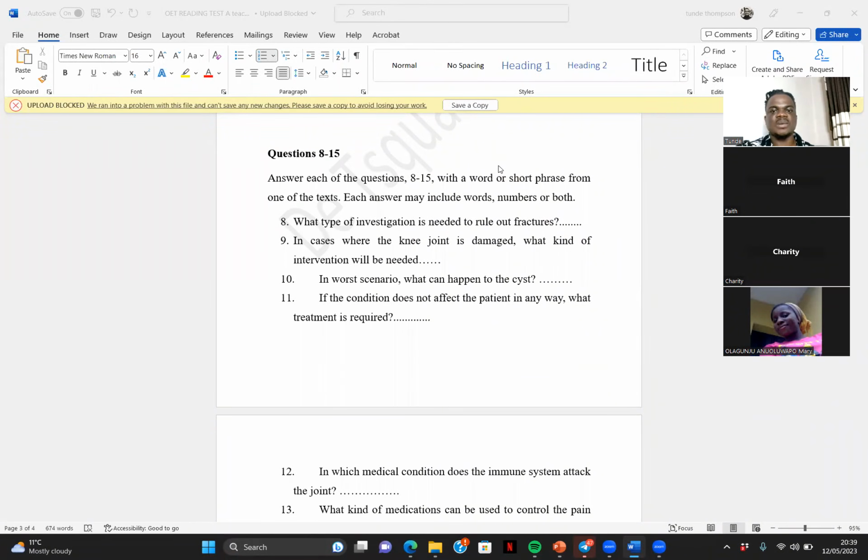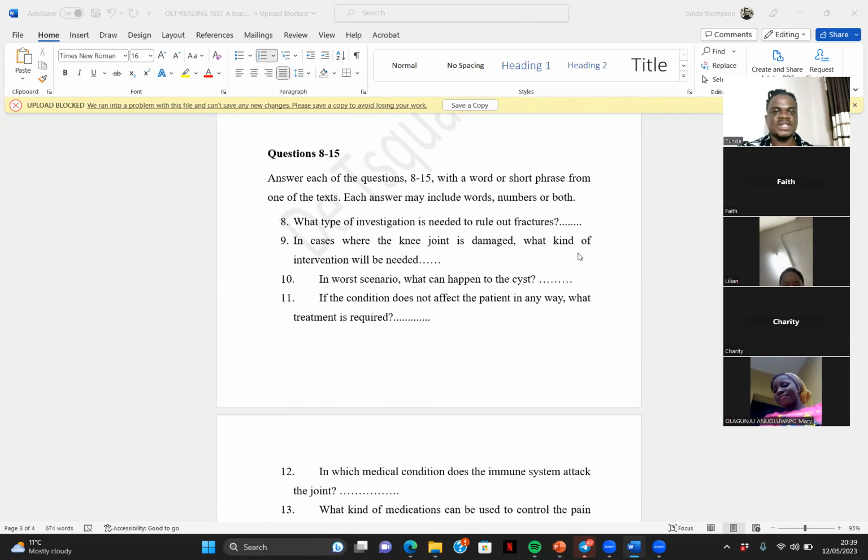We'll continue from where we stopped. Now, if you look at question number 8 to 15, what are you trying to do in question number 8 to 15? You are just using words or phrases in question number 8 to 15.